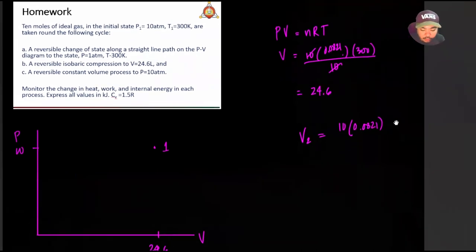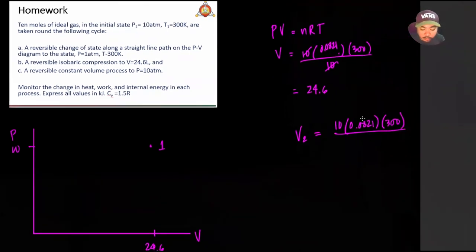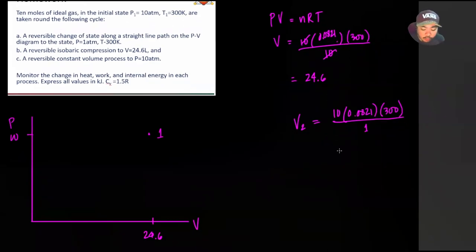So 10 times R, 0.0821. Tapos, same temperature. So hindi tayo nagbago, same temperature tayo, that's 300. Pero instead of 10 atmospheres, we have 1 atmosphere siya. So bumaba actually yung pressure, which, by intuition, if bumaba yung pressure mo, dapat mag-increase yung volume. So this is actually magiging 10 times this one. So this is actually 246 liters yung sagot.